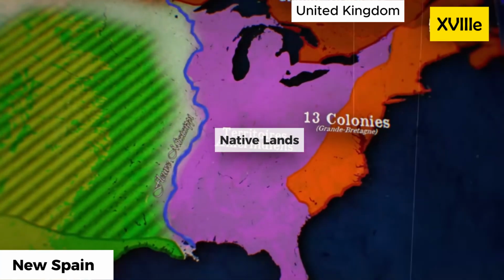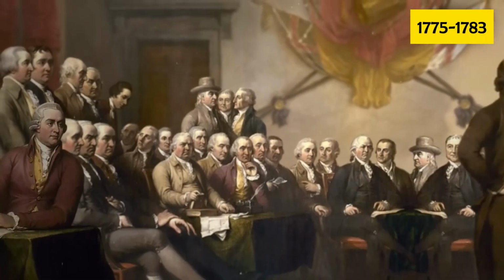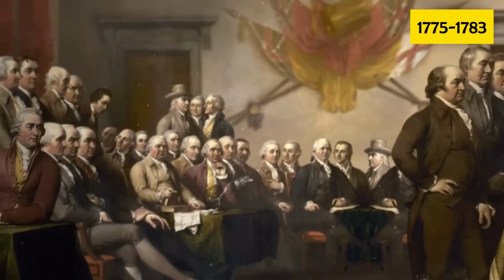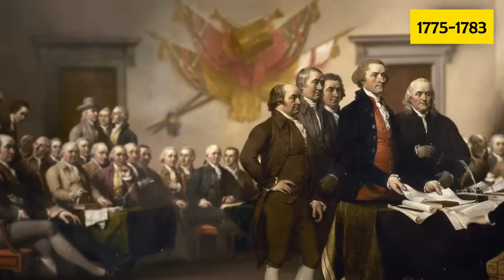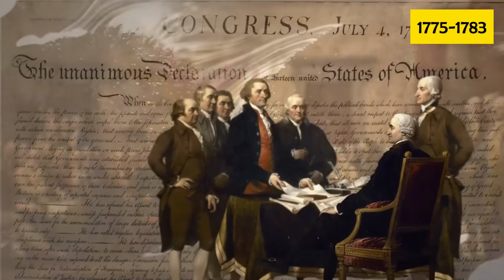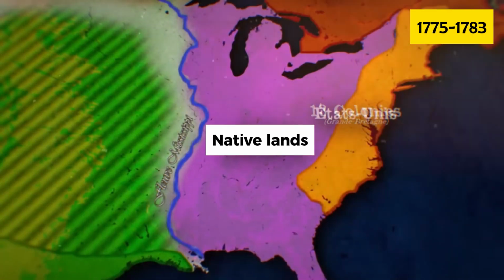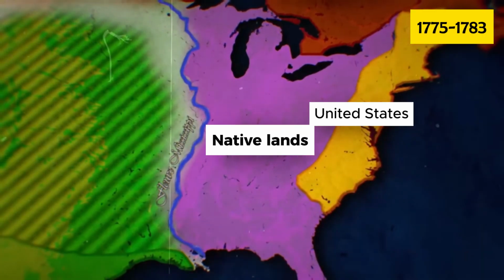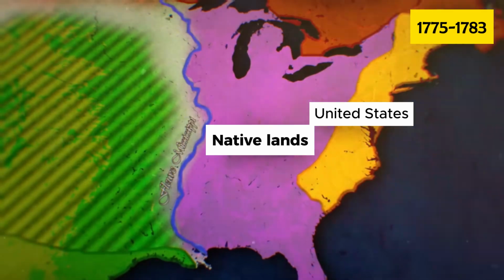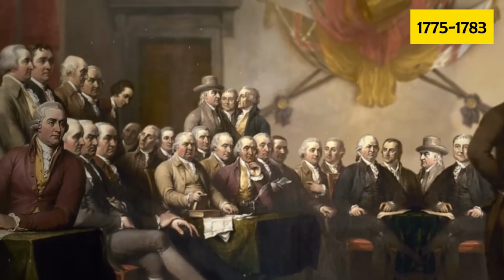But one event changed everything. In 1776, the 13 British colonies declared their independence. This marked the beginning of the American Revolution, which culminated in the creation of a new country, the United States. When the Americans gained their independence, they took back not only the 13 colonies, but also all the territories in which the tribes lived. And they had no intention of leaving them.